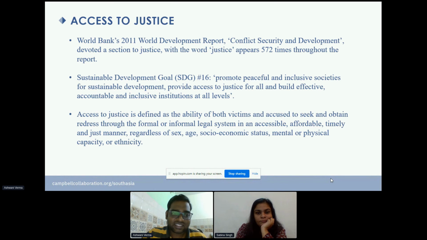So what is access to justice? Access to justice is defined as the ability of both victims and accused to seek and obtain redress through the formal or informal legal system in an accessible, affordable, timely, and just manner, regardless of sex, age, socioeconomic status, mental or physical capacity, and or ethnicity. This definition is given by the World Bank in the 2011 report.